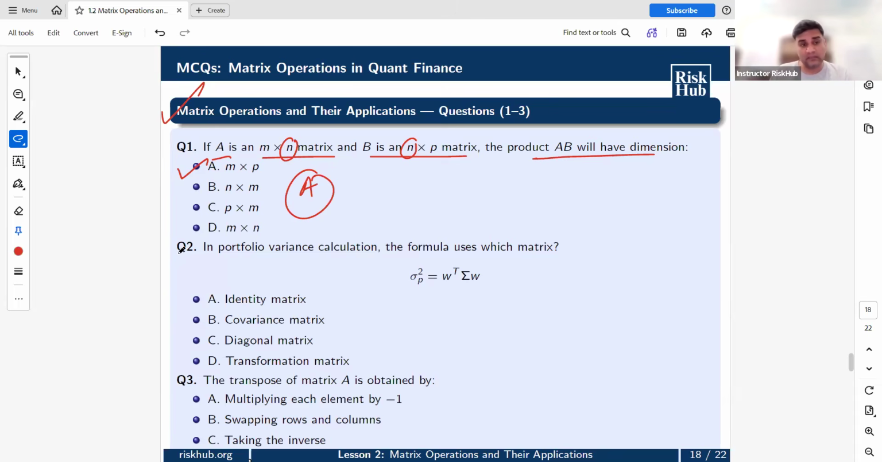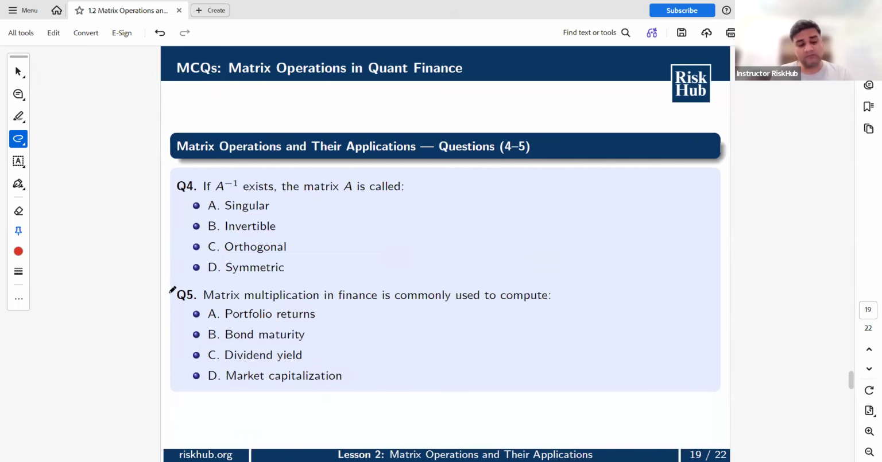Question number two. In the portfolio variance calculation, the formula uses which matrix, right? So portfolio variance uses which matrix? The correct answer is your covariance matrix, because portfolio risk depends on your individual volatility as well as the co-movement between your assets. Question number three. The transpose of matrix A is obtained by what? Swapping your rows and columns, right? All these are very simple questions, right? I don't think anybody will face any challenge here. Question number four. If A inverse exists, the matrix A is called what?